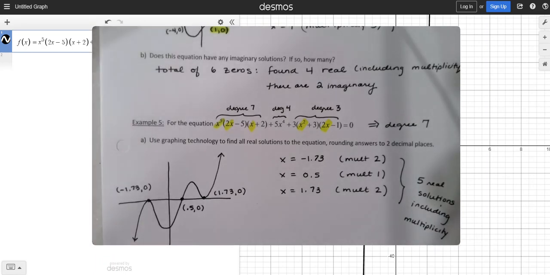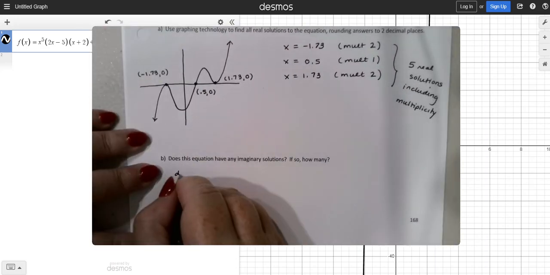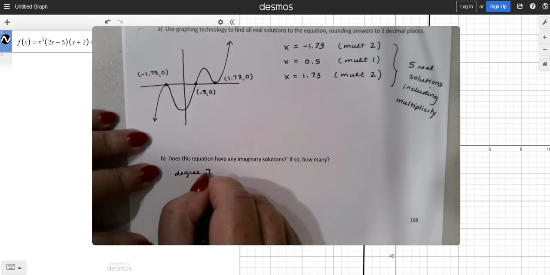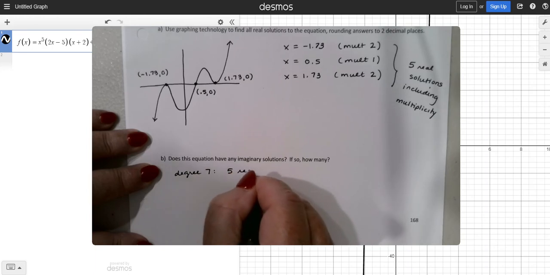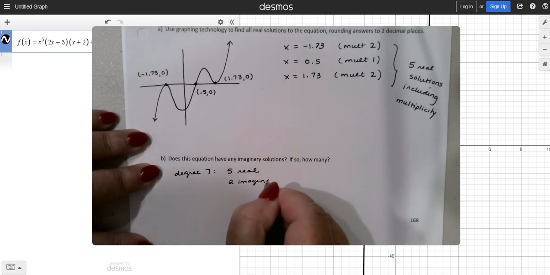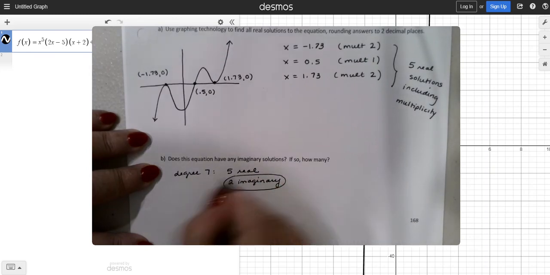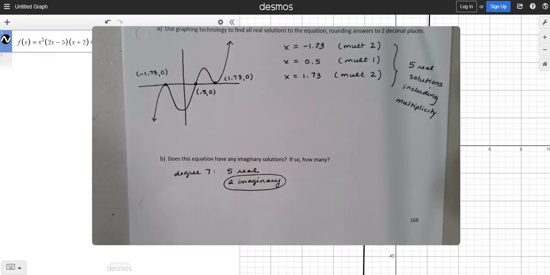Since it was, we agreed, degree 7, and 5 were real, that means there are 2 left over that must be imaginary. All right, so that brings us to the end of section 4.6, using graphing technology to help us solve these equations.